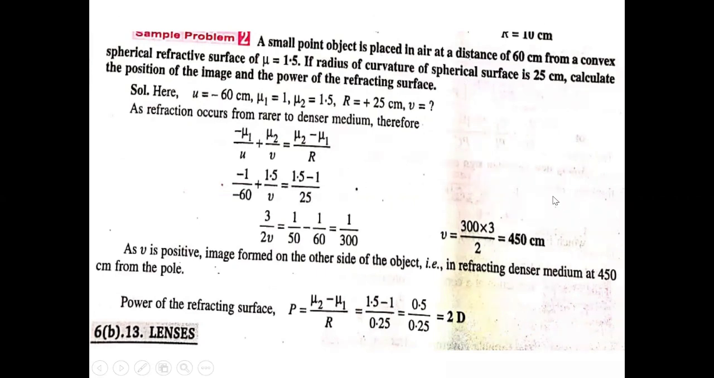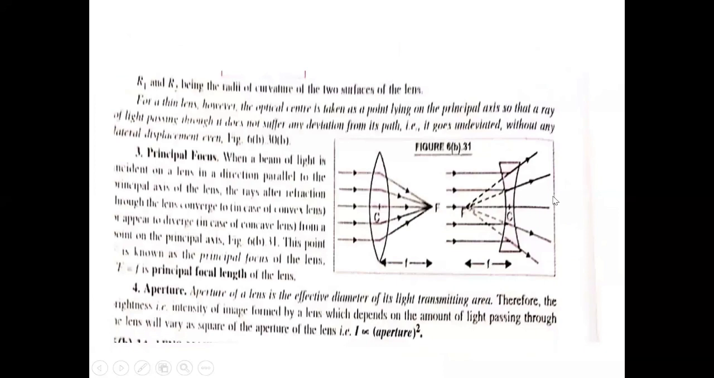From refraction at a spherical surface, we go to the lens. Now, how many foci does a lens have? One or two? Please keep on interacting. Two, ma'am. Two, so it is F1 and F2.